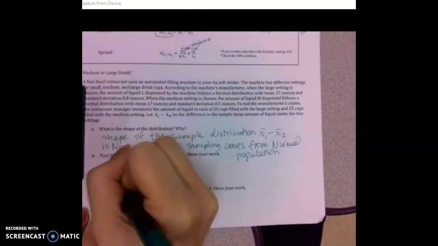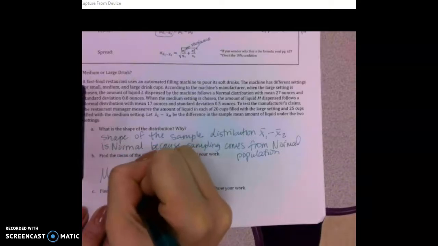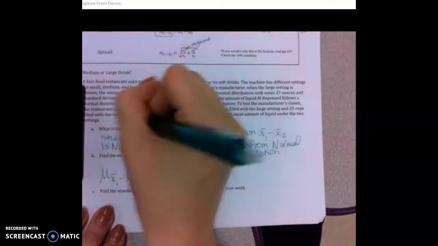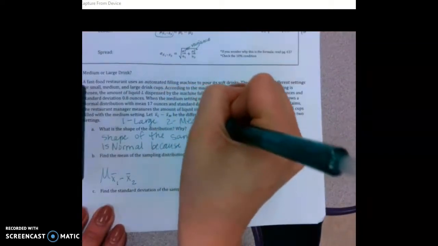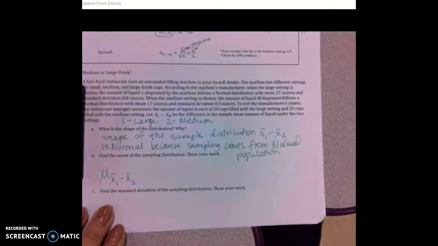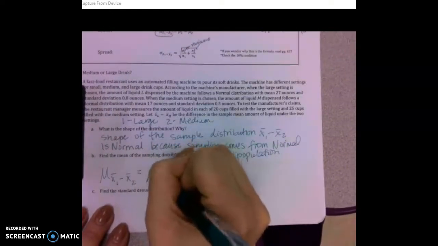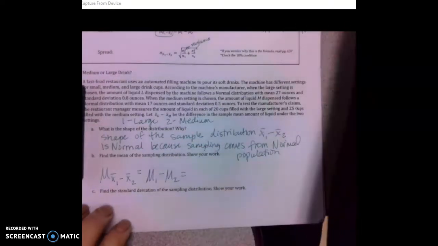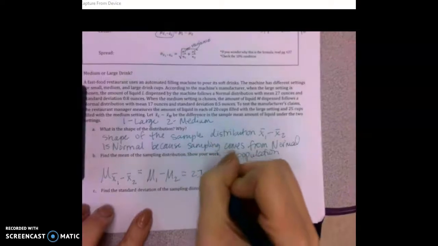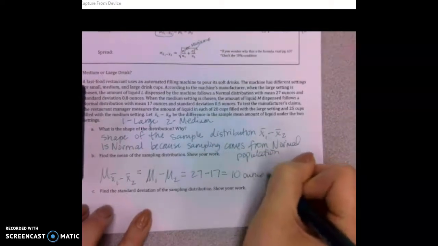Now your mean, if you want to do x bar sub 1 minus x bar sub 2, it might help if we say 1 is going to be large, 2 is going to be medium, or if you wanted to use the L and M, you can. But it's just going to be mu sub 1 minus mu sub 2, which is just going to be 27 minus 17. So we should see an average difference of 10 ounces.